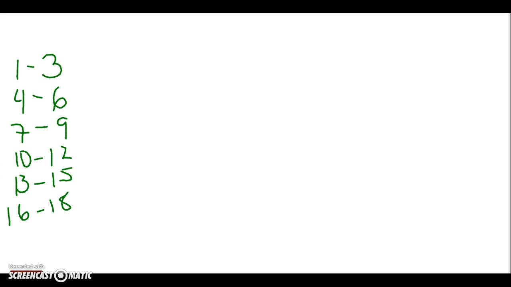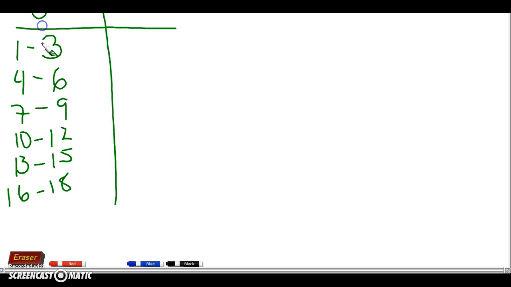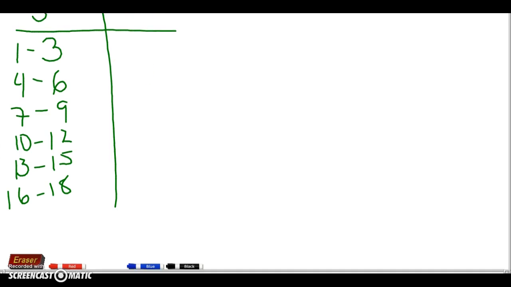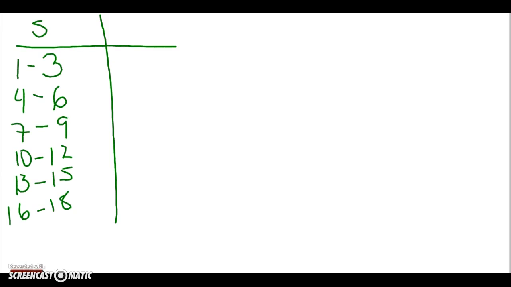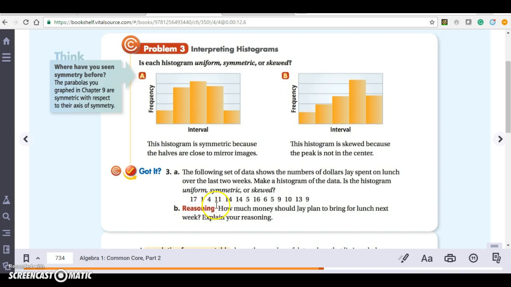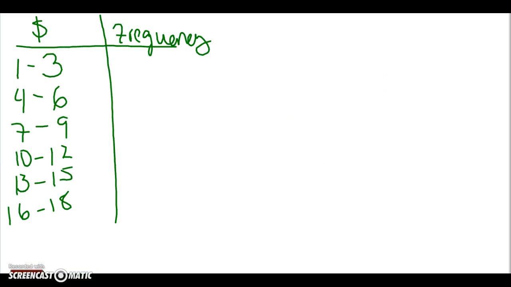Alright, so I think this was the dollars. Let me see if I can move this back up. Okay. So yeah, this is dollars, and then this is the frequency. Alright. So $1 to $3: one time. Not good, Jay.